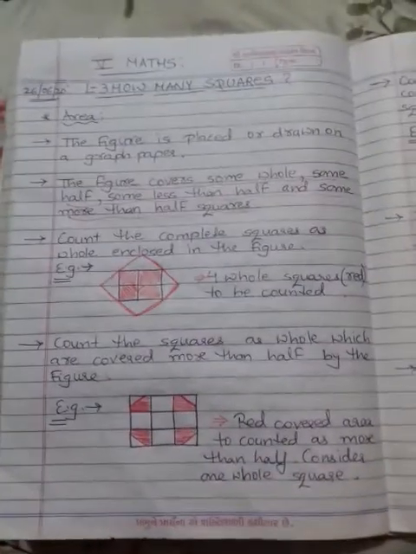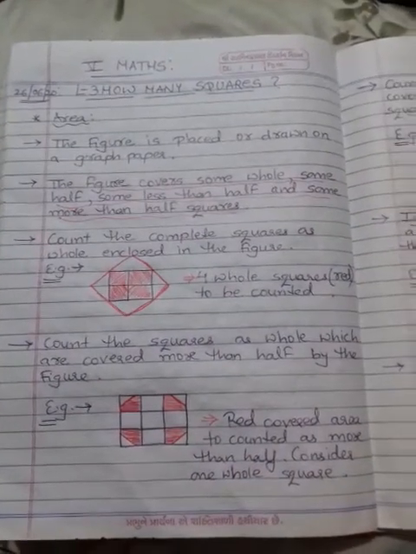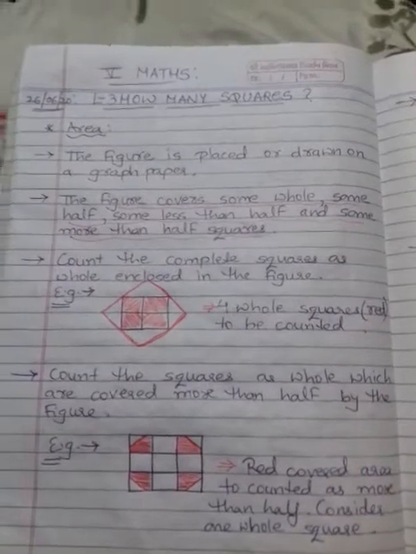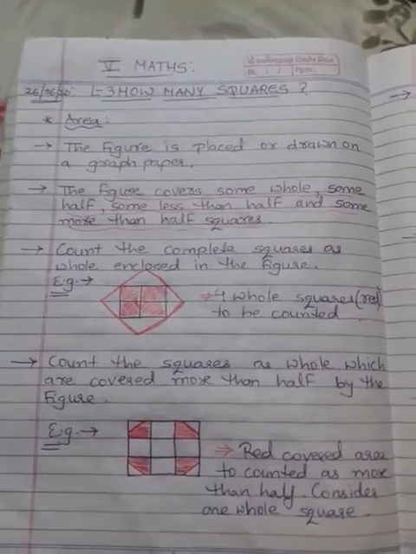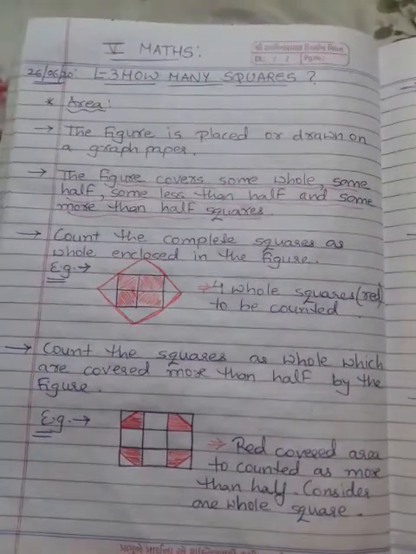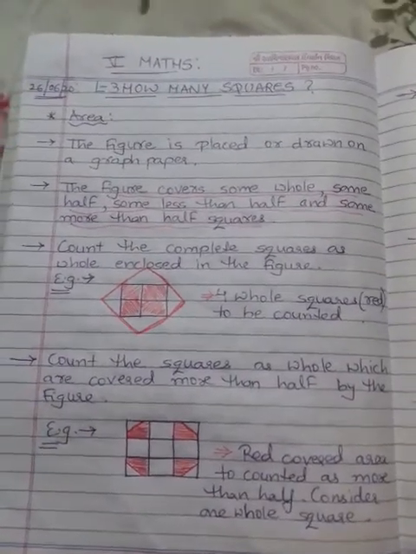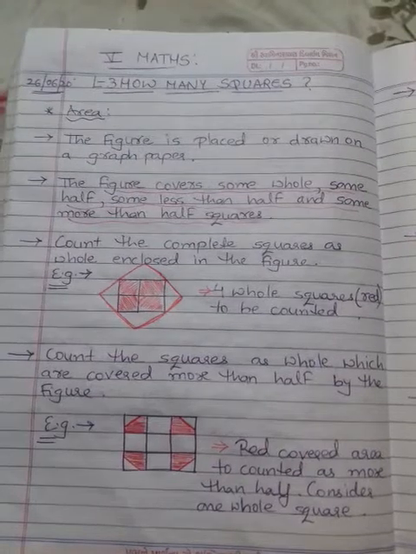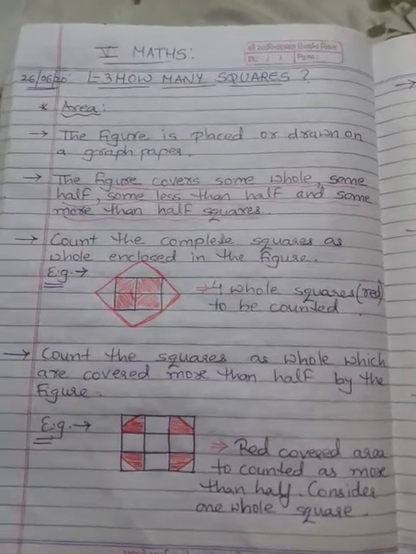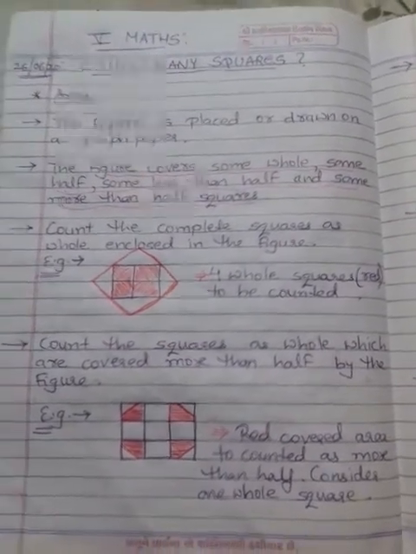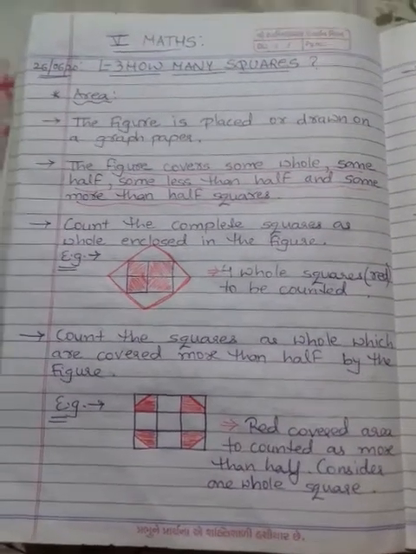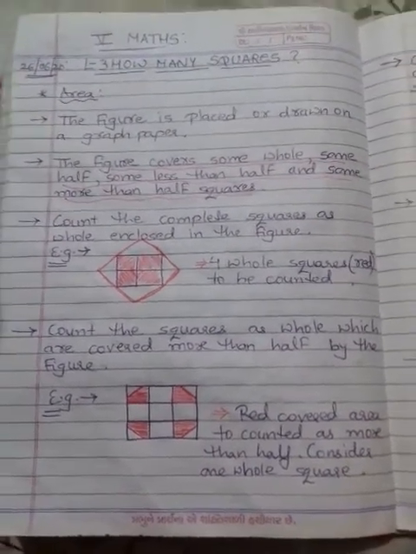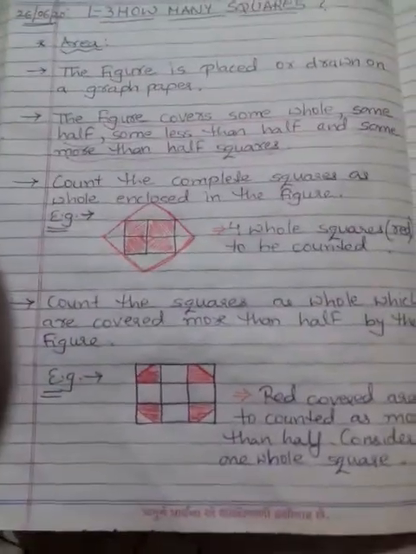Okay, children, the last topic to be discussed for lesson number 3, how many squares, is about the area, or you can consider it as a part of the area. Now, here we are going to see some of the diagrams in your practice work on the graph paper. How to calculate the squares on the graph paper is to be understood by you all. I begin with the explanation here.